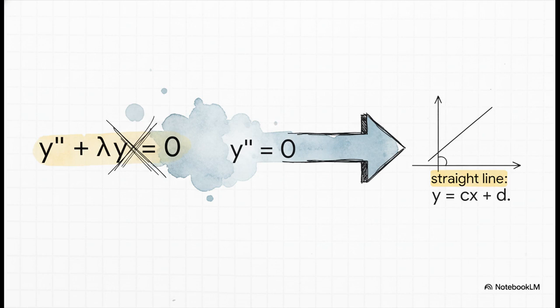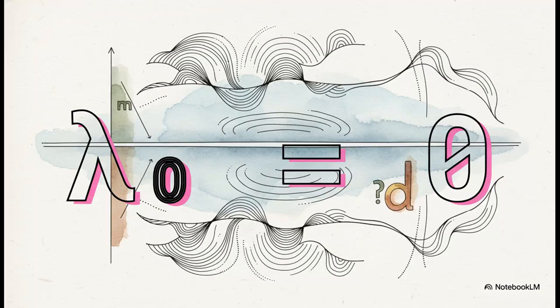With these new rules in place, let's actually go back and check out that case we kind of ignored before. What if lambda is 0? Well, if we set lambda to 0, our big, scary equation simplifies way down to just y double prime equals 0. And what does that mean? It just means our function has no acceleration, no curvature. Well, what's the only thing that has no curve? A simple straight line.